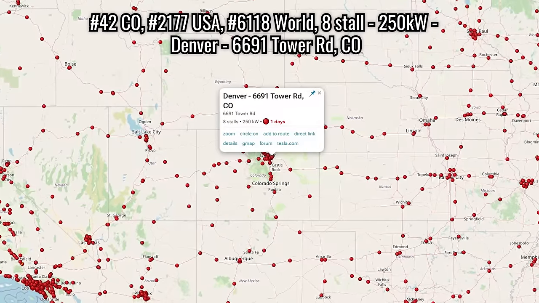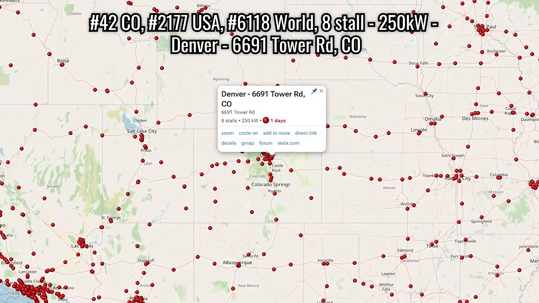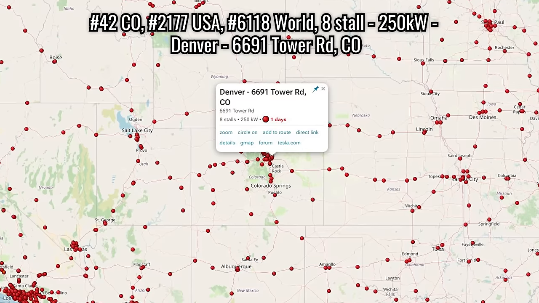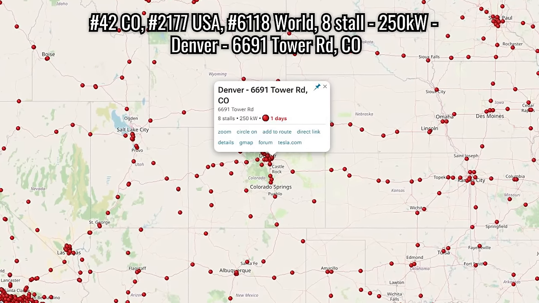And number 42 in Colorado, number 2177 in the U.S., number 6118 in the world is the 8th stall in Denver, Colorado.